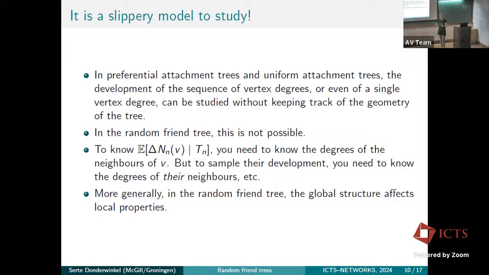In the preferential attachment tree, you can, for instance, just track a subtree on its own. We don't need to know what happens in the rest of the graph to see how vertices are going to attach here. Well, here that's not possible. So really the global structure of the tree affects how global properties evolve, and because of that, all our methods are pretty ad hoc. But also at the end of the talk, I discuss some ideas on how to hopefully make a leap, and how to get a more general framework for pulling results out.